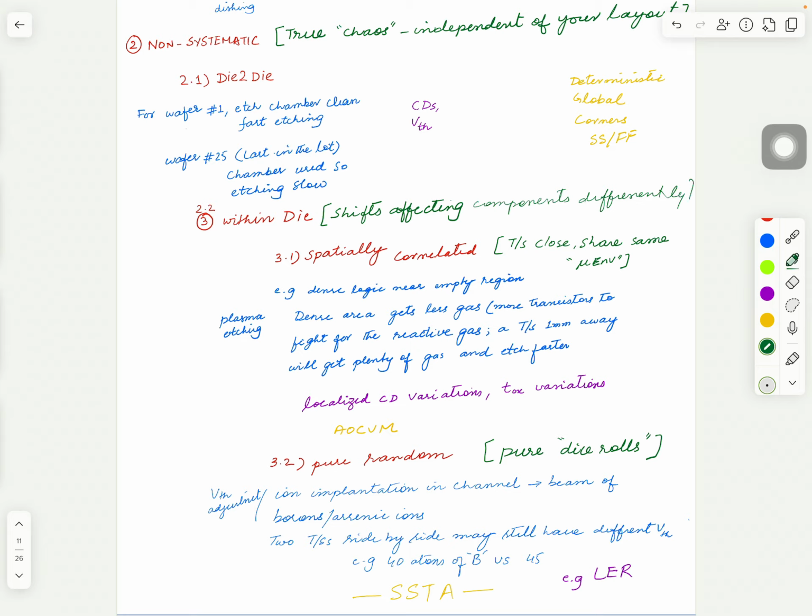All right, you understand that? For example, I tried to pull some example there. Plasma etching. You have dense logic in one place and you have an empty region. The dense area has a lot more transistors. Let's say we are using etching for the transistor layers. It's the length, the oxide thickness, and all that. The area which is dense, which has a lot more devices in it, tries to absorb that etching plasma gas a lot more.